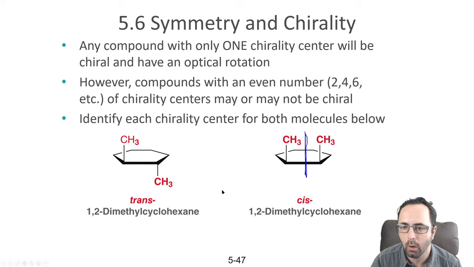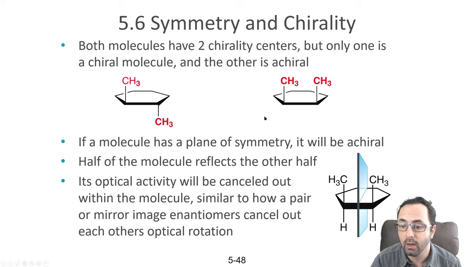So both of these have chirality centers, but only one is chiral, because the cis-1,2-dimethylcyclohexane has an internal plane of symmetry. So what we have is two compounds where the optical activity will be canceled, similar to how mirror image enantiomers cancel out each other's rotation. So you won't have an optically active molecule here.